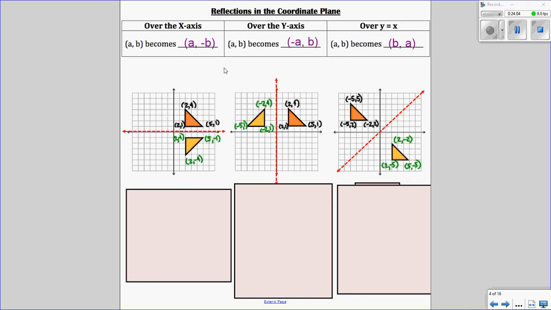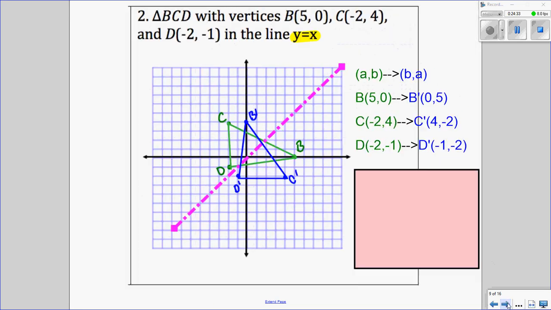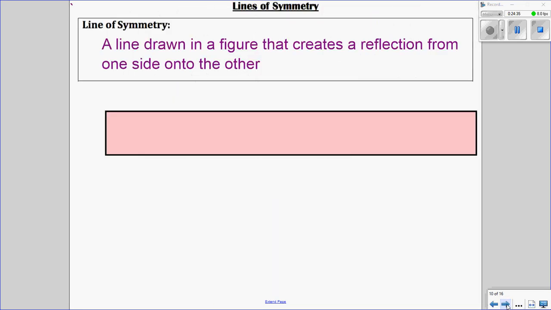And there are 3 types of reflections. One is over the x-axis, where AB turns into A, negative B. Over the y-axis, which is the vertical line, AB becomes negative A, B. And over y equals x, which is the diagonal line, AB becomes BA. And that line that you're reflecting over is called the line of symmetry. So it's just like the mirror. Think of your mirror as that line of symmetry. So you look at yourself, you see the reflection on the other side.